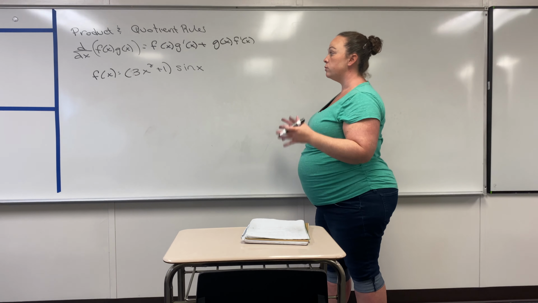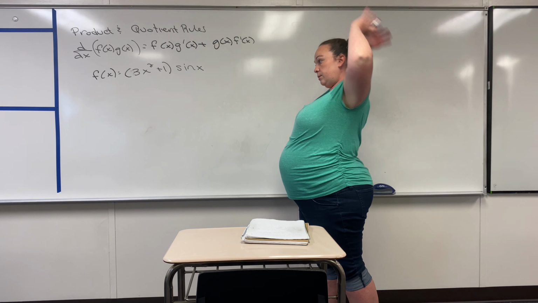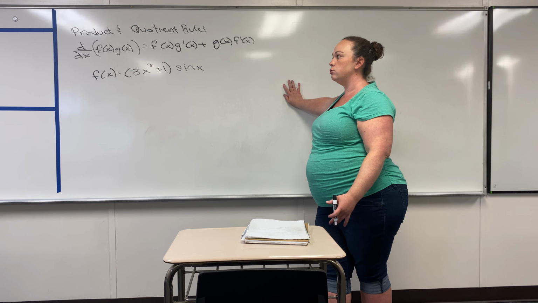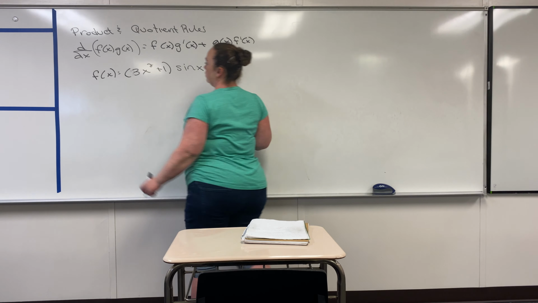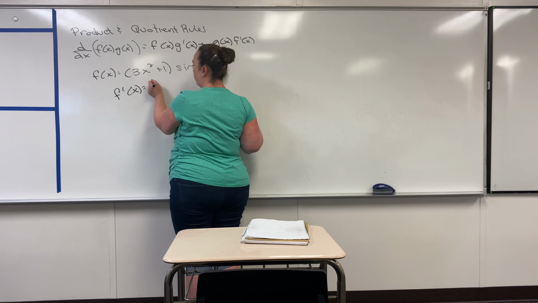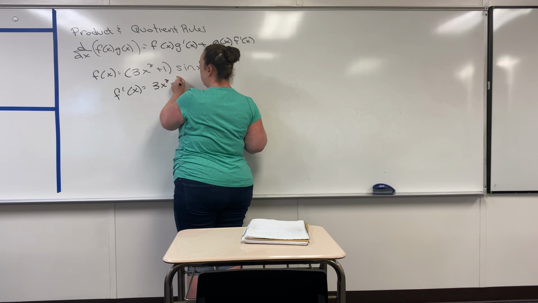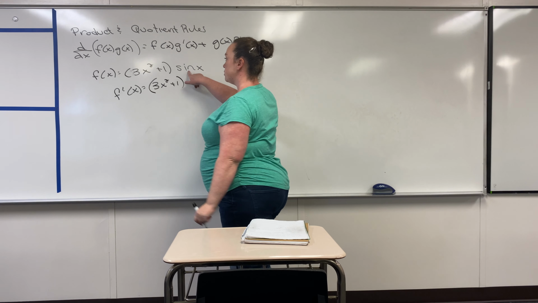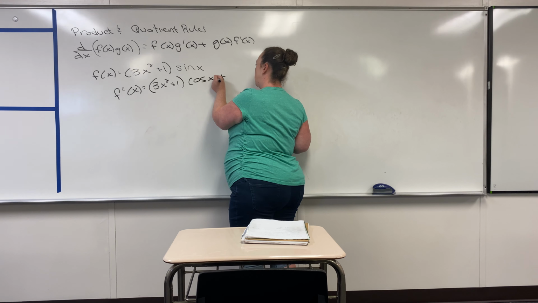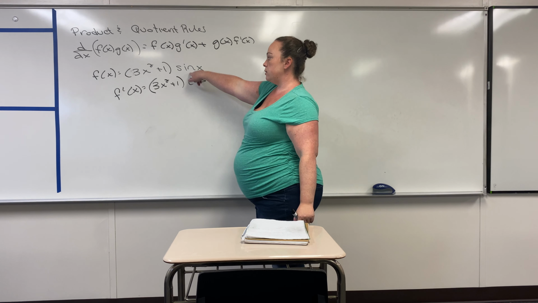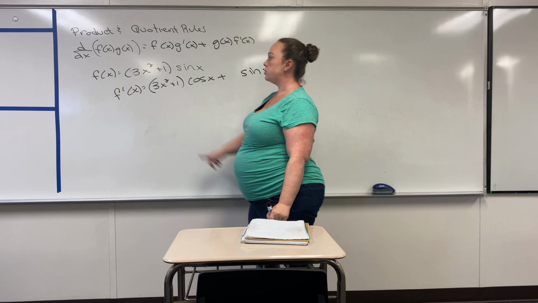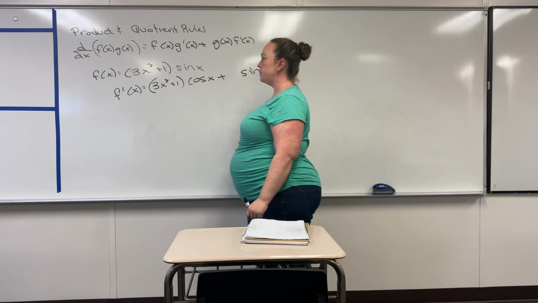So if you're multiplying those two things together, you cannot just hit them separately. That's only for sums and differences, okay? You have to do product rule. So you take the first term and you recopy it, times the derivative of the second term. Derivative of sine of x is cosine of x, plus second term, which is sine of x, times the derivative of the first term, which is going to be 6x.